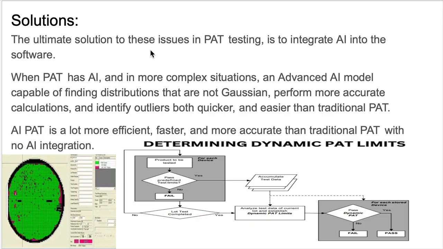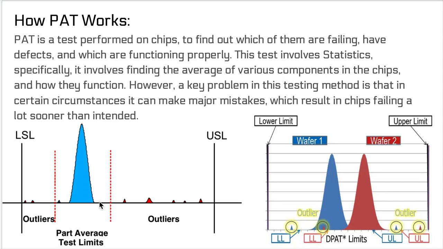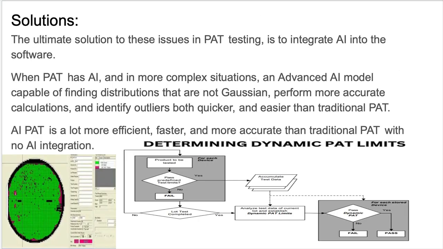So that's it for this video. Also, here at the bottom of the screen, there's an image showing determining dynamic PAT limits, and it mentions how limits are found in PAT. As we've discussed earlier, in how PAT works, there's the PAT limit here. So here's specifically how these limits are determined.